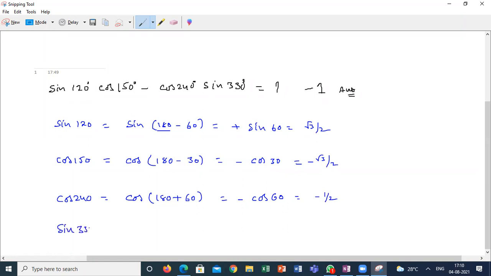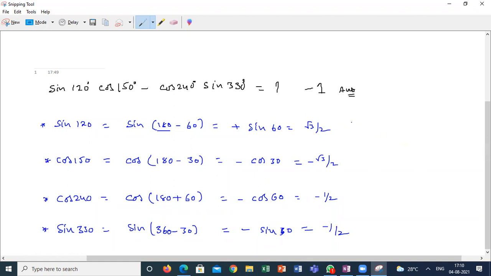Sin 330 can be written as sine of 360 minus 30. Fourth quadrant, sine is negative. Supplementary angle, sine will become sine 30. That is also minus 1 by 2. Is it clear how I got all these 4 values? Anyone having any doubt? Guys? So if I am substituting all these values, what will we get?